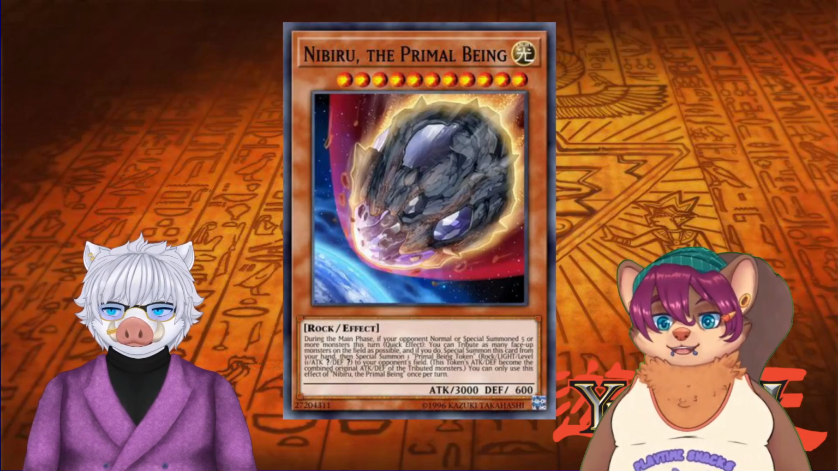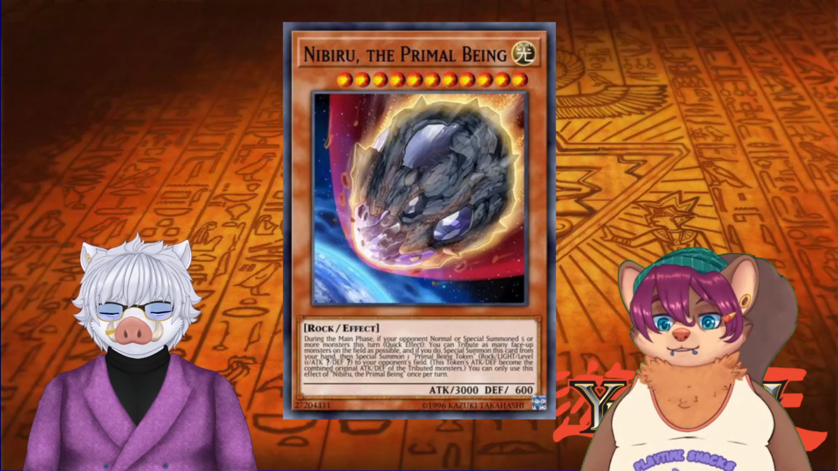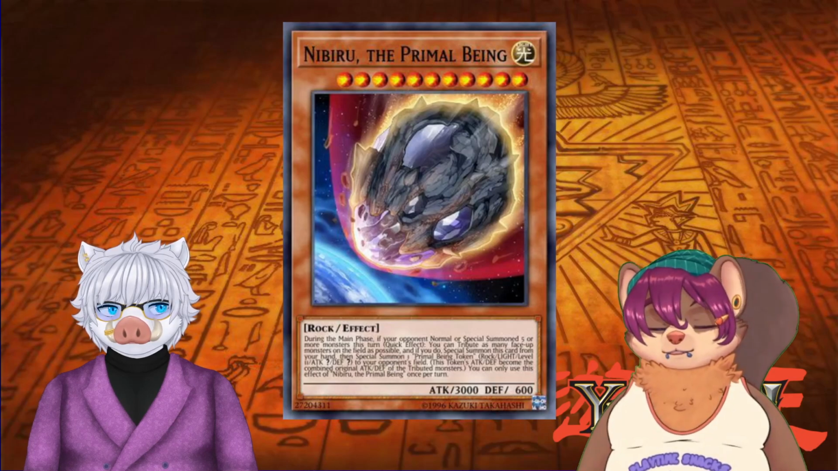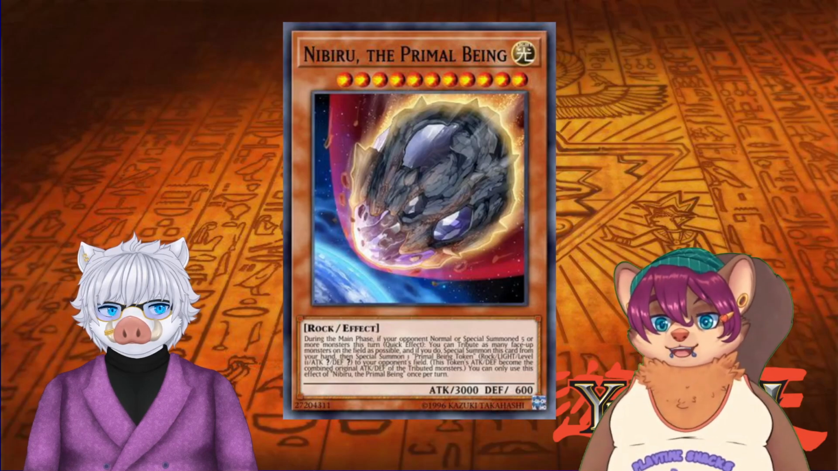During the main phase, if your opponent normal or special summons 5 or more monsters this turn, quick effect, you can tribute as many face-up monsters on the field as possible. And if you do, special summon this card from your hand. Then special summon 1 Primal Being Token, Rock, Light, to your opponent's field. The token's attack and defense becomes the combined original attack and defense of the tributed monsters. You can only use this effect of Nibiru, the Primal Being, once per turn.